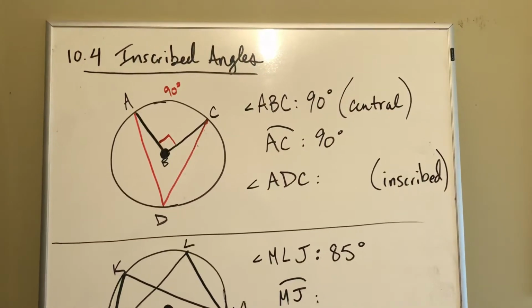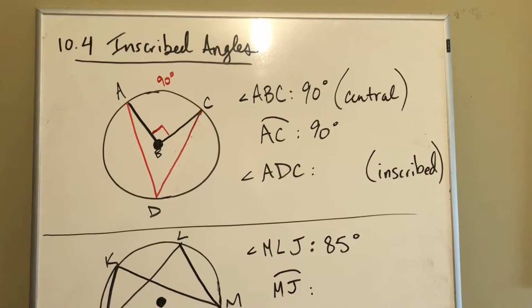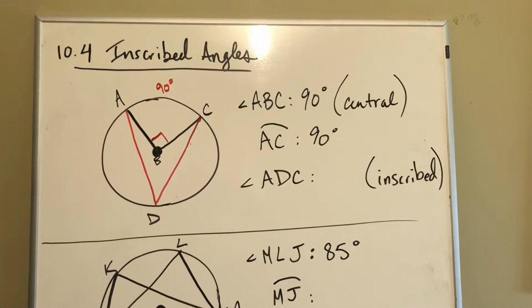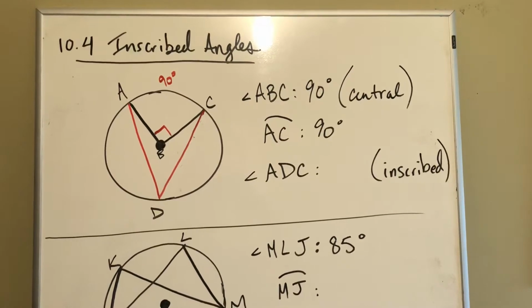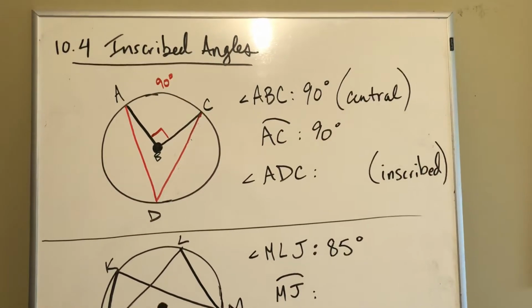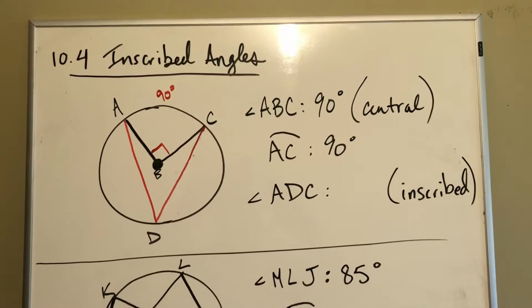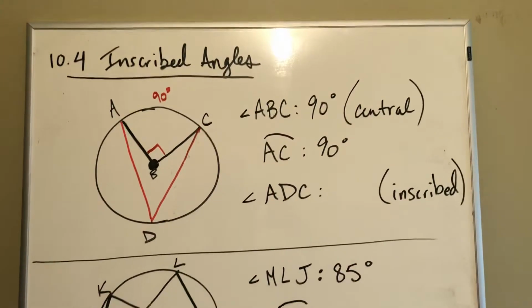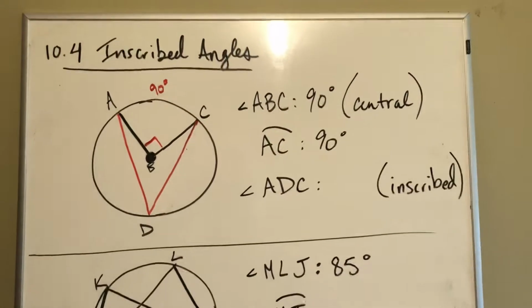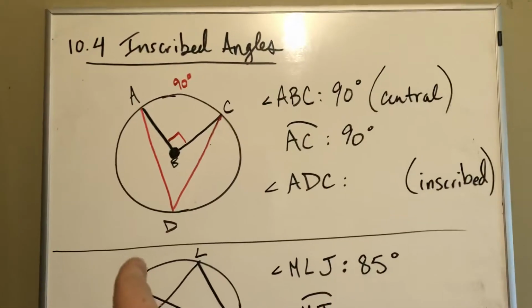So in our first example, what looks like a Pac-Man who is about to eat the 90-degree arc there, we have a central angle, ABC. It's a 90-degree angle, and it's formed a minor arc that I have measured as 90 degrees. Now, what we're going to be referring to today is an inscribed angle. That's found at ADC down here.